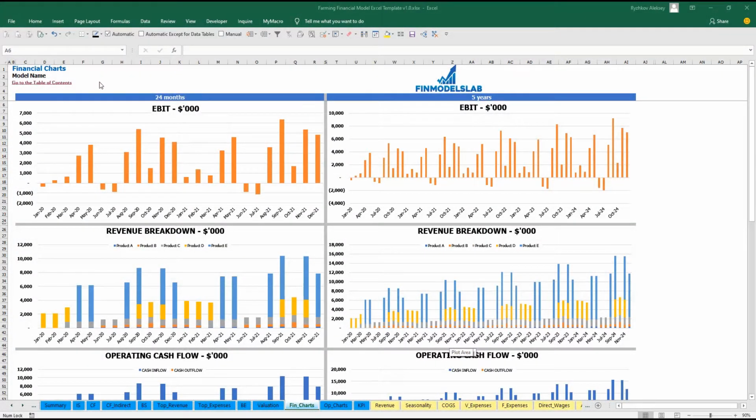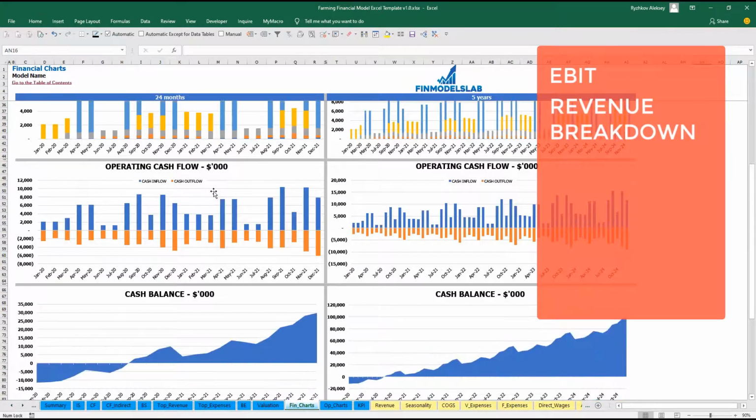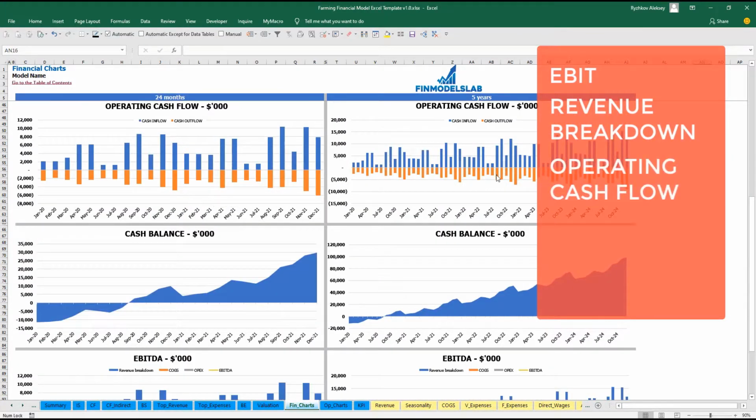On the Financial Charts tab, you may see your main financial KPIs in 2 sets of charts, which is the breakdown of 2 years by months and the breakdown of 5 years by months. So on the top you may see the EBIT amount. The next set of charts will show you the revenue breakdown by products. The next, operating cash flow broken down by cash inflow and cash outflow.